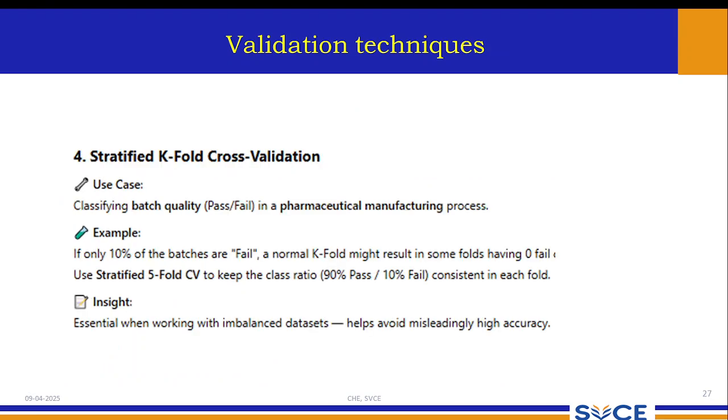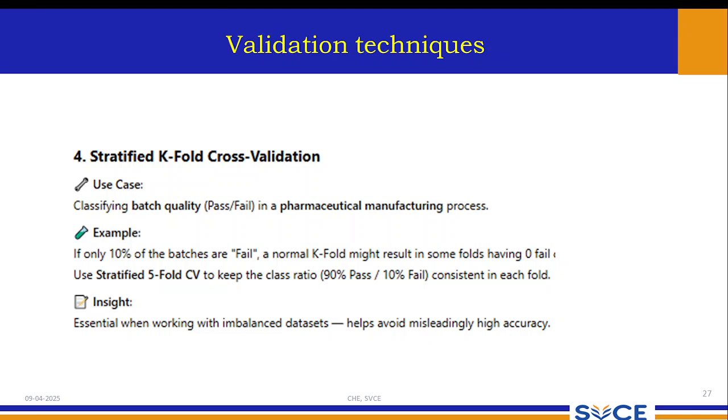Coming to stratified k-fold cross validation: classifying batch quality in a pharmaceutical manufacturing process. If only 10% of the batches fail, a normal k-fold might result in some folds having zero failures. Use stratified five-fold cross validation to keep the class ratio of 90% pass and 10% fail consistent in each fold. It is essential when working with imbalanced data sets, to avoid misleadingly high accuracy. Please underline the words avoid misleading accuracy.